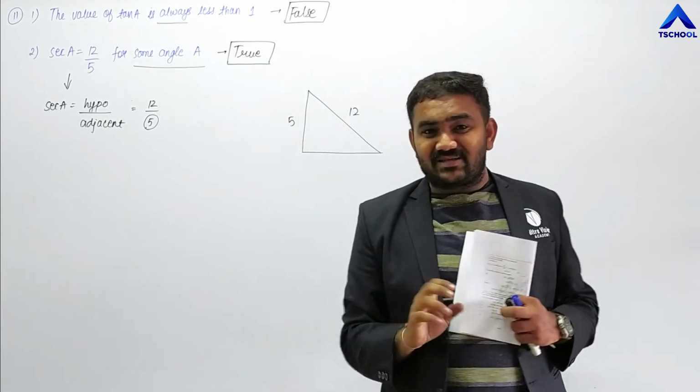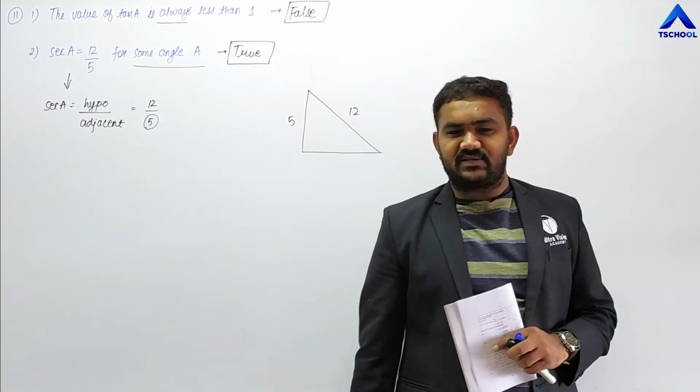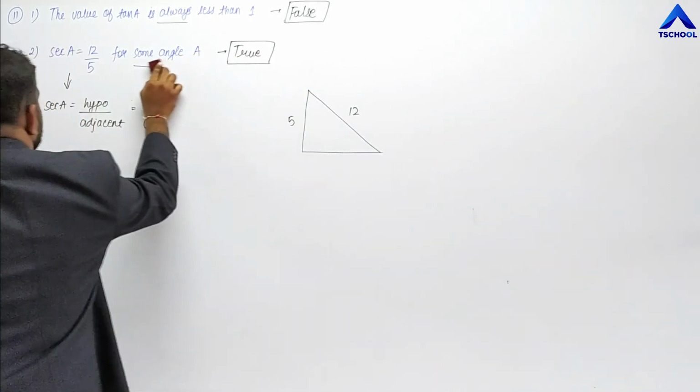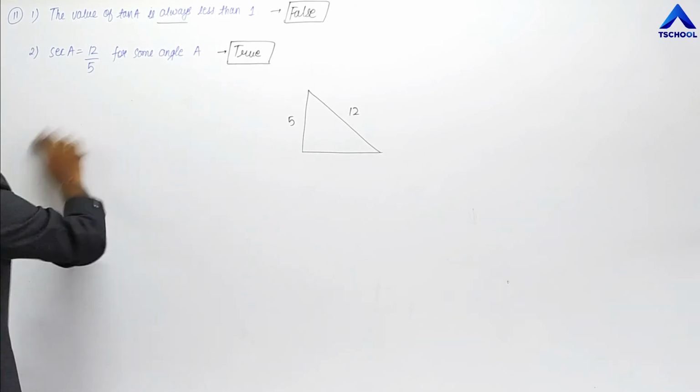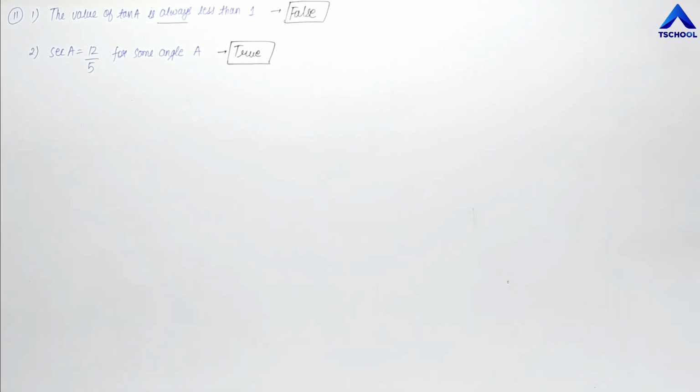It is not asked what the opposite side is, so we can take any of the sides. Right? And hence this is true for some angle A, sec A is equal to 12 upon 5. Yes, it is possible. And hence the statement is true.